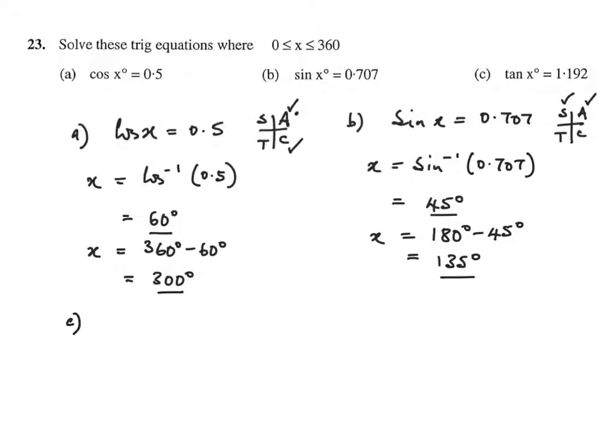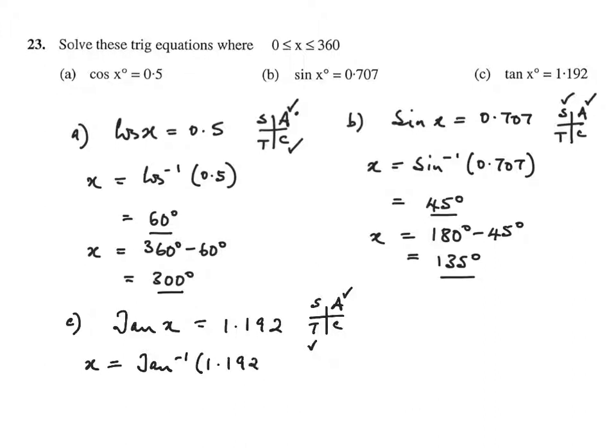Part C. Tan of x is 1.192. The tan function here is positive. So in our CAST diagram, we'll tick the first and the third quadrants. And x is tan to the minus 1 of 1.192, and that equals 50 degrees. And the second answer is found by adding that first answer to 180 degrees. So we get 230 degrees.